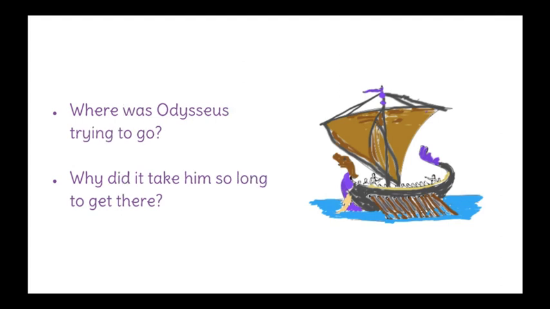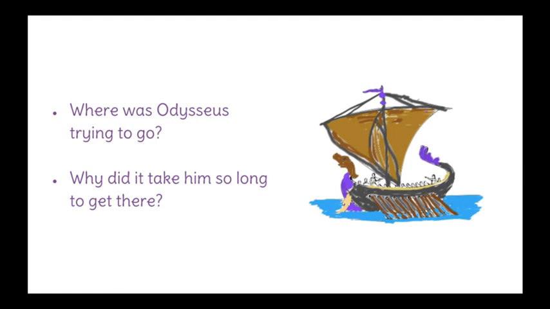Let's check your work. Where was Odysseus trying to go? We have learned that Odysseus was trying to return to his family in Ithaca. Why did it take him so long to get there? His journey home took so long because he kept stopping at different places.